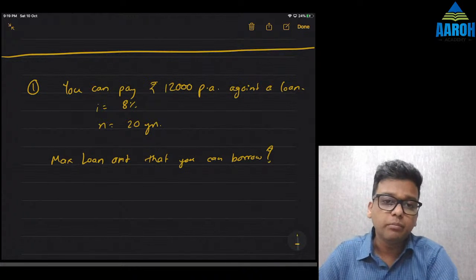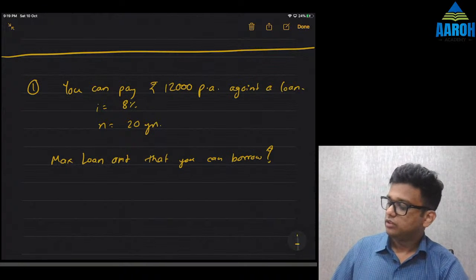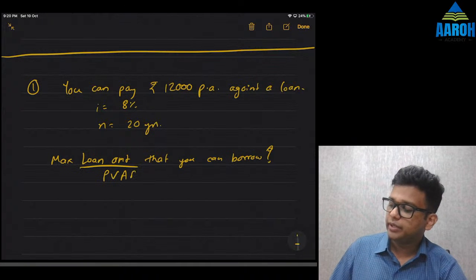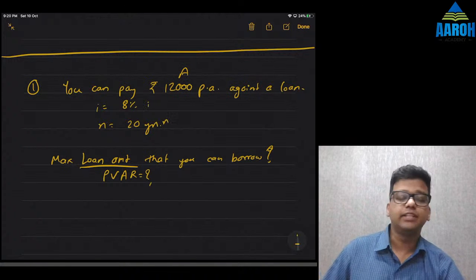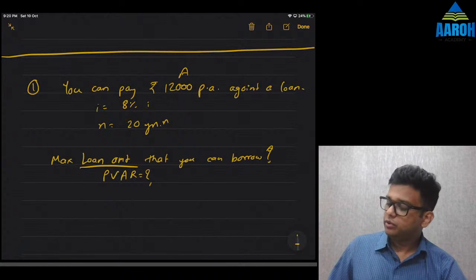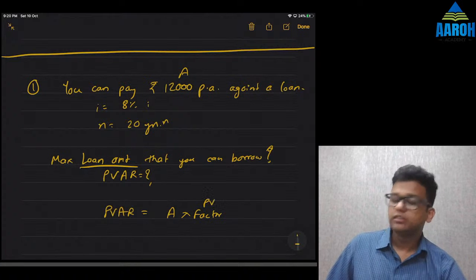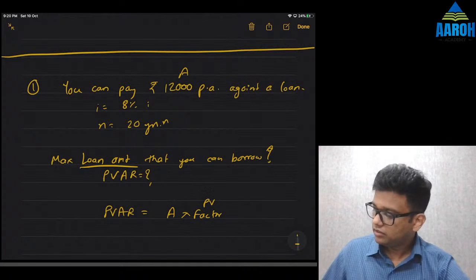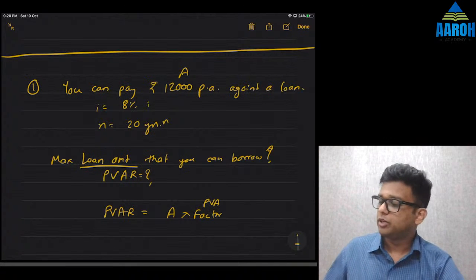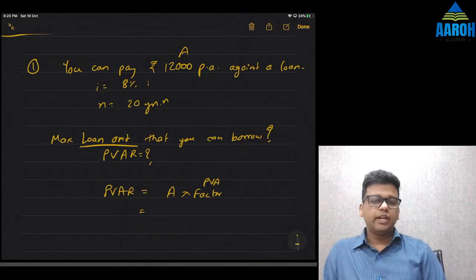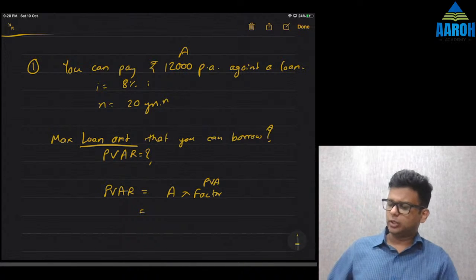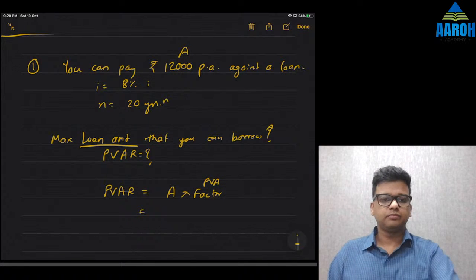Now understand, loan means we want today's amount, so present value. So loan amount means present value of annuity regular, which is not given to us. Annuity amount is given, I is given, N is given. We know that PVAR is equal to A into the present value factor. So find the present value of annuity factor, then multiply by A, and you should be able to get PVAR. Try by yourself first, then I'll tell you. खुद से try करो पहले. Try by yourself first.